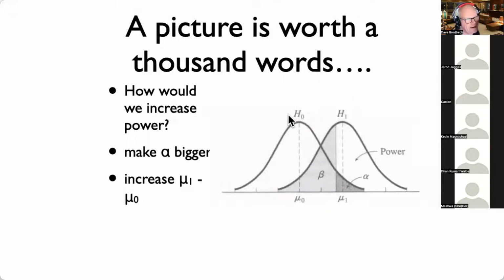What if we could somehow move this distribution over? So now instead of H1 being here, let's just move it over to, well, what about here? What if we put it there? Now power's bigger, the whole thing. Can we actually move it?